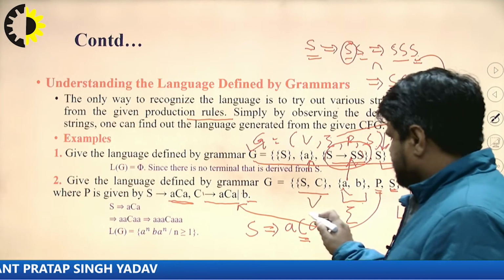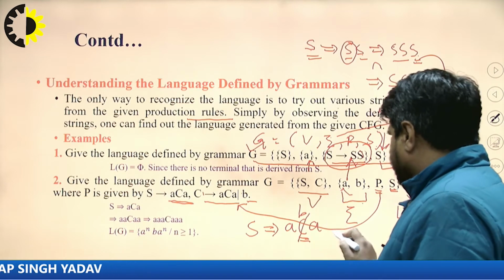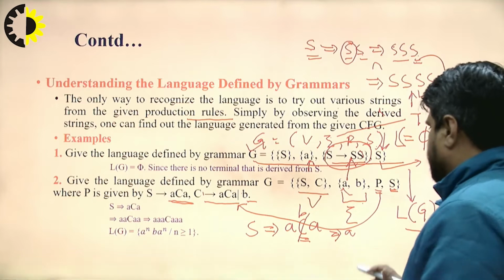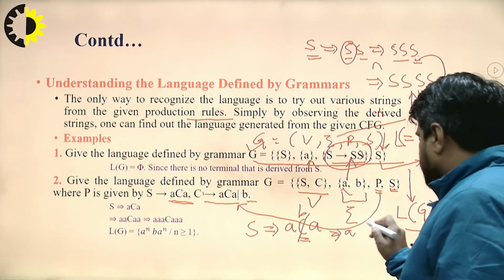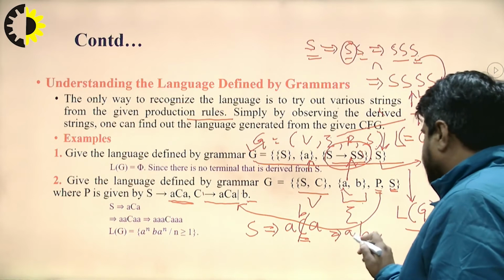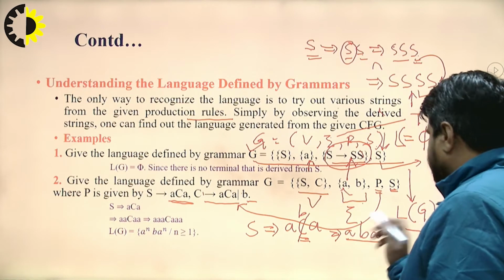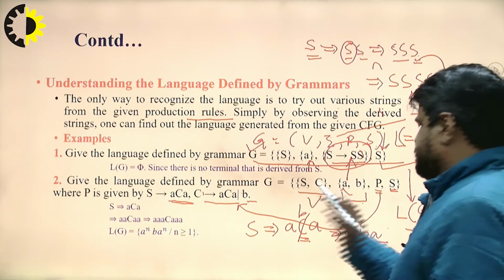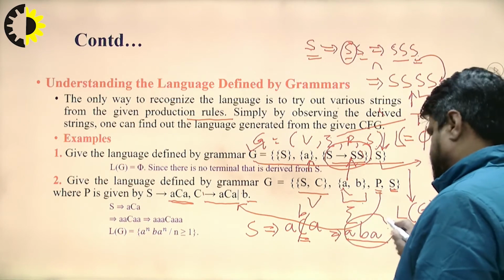aCa and b. aCa will further extend the string, or the sentential form, and b will terminate this particular string. If you replace C by b, then a string of terminals is achieved and no further derivation will be possible. So you replace it by b, suppose. Then you will get the string aba. After that, there is no non-terminal, so the minimum string in this particular grammar is aba, right?